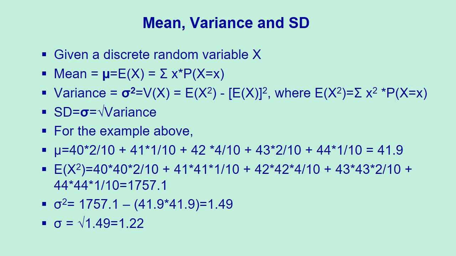So for the example above, we are going to have mu equal to 40 multiplied by its probability 2 over 10 and so on, and then we get 41.9. To get the expected value of x squared, it is 40 squared times 2 over 10 and so on, and then we get 1757.1. Then to get the population variance, we simply take the expected value of x squared minus the mean squared and we get 1.49. And then to get the standard deviation, we take the square root of 1.49, which is equal to 1.22.